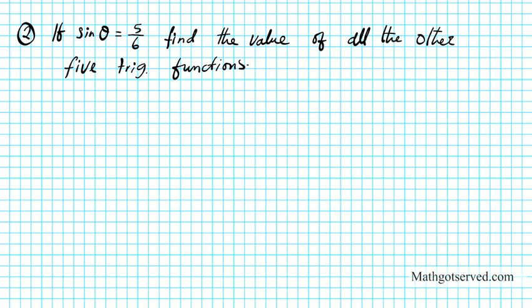Okay, all right, so if sine is 5 over 6, what does this tell us? Well, since it's sine, we're going to write SOHCAHTOA. SOHCAHTOA tells us that sine is opposite over hypotenuse. So what does this mean? That means that this numerator is your opposite, and the denominator is your hypotenuse.